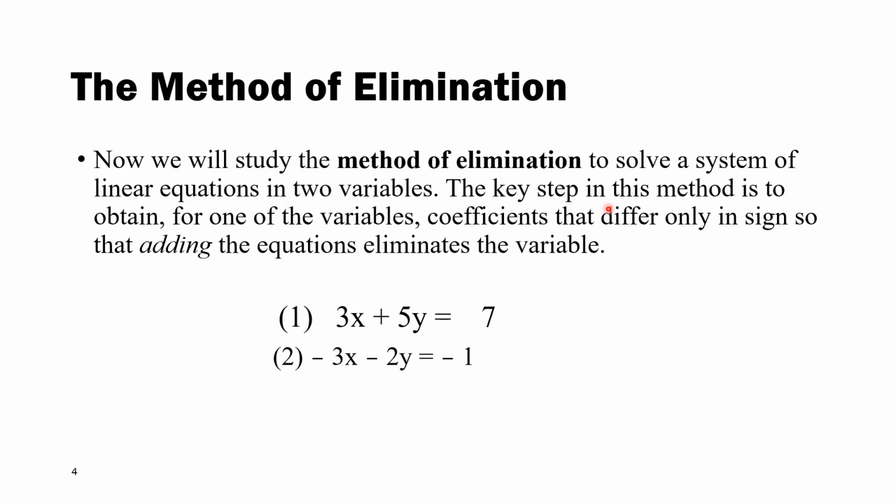So now we are going to solve linear equations in two variables. The key step in this method is to obtain, for one of the variables, coefficients that differ only in sign, so that adding the equations eliminates the variable. For example, here we have equation 1, 3x plus 5y equals 7, and equation 2 is negative 3x minus 2y equals negative 1.